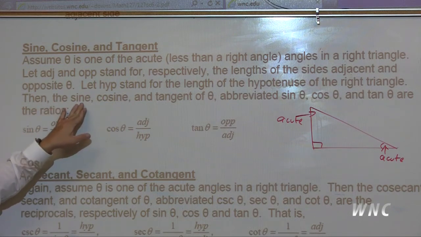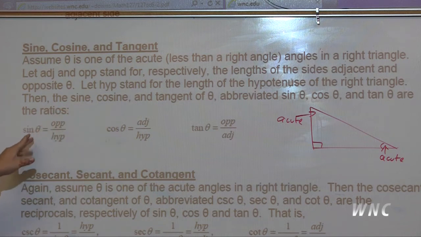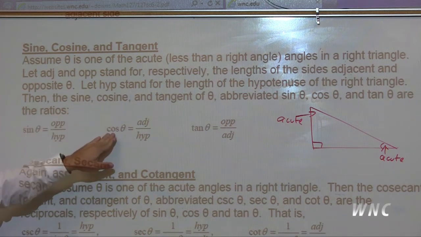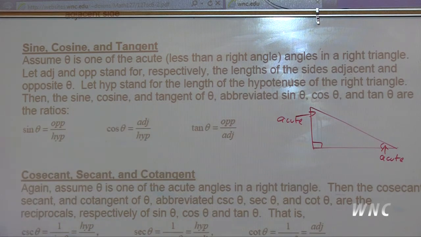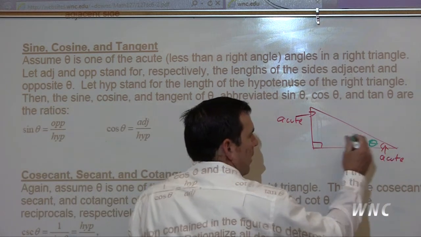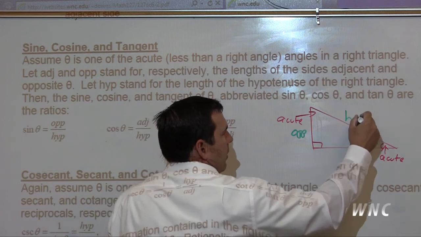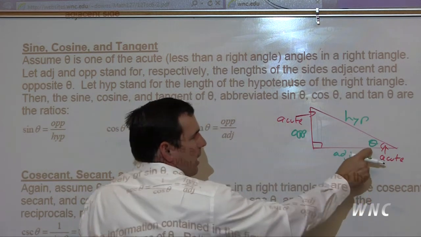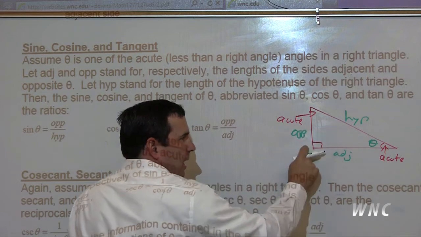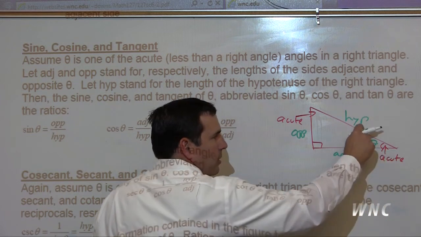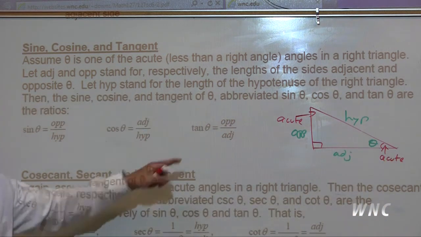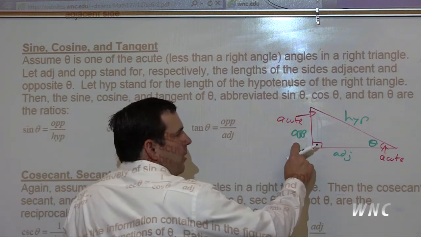So then the sine, this is how you spell it out, we abbreviate with SIN. Cosine, we abbreviate with COS. And tangent, we abbreviate with TAN. Sine, cosine, and tangent of the angle are going to be the following. Sine is the opposite side over the hypotenuse. So here's our angle theta. Here's the opposite, hypotenuse, adjacent. Sine is the opposite over the hypotenuse. Cosine would be the length of the adjacent side over the hypotenuse. And tangent is the opposite side over the adjacent side.